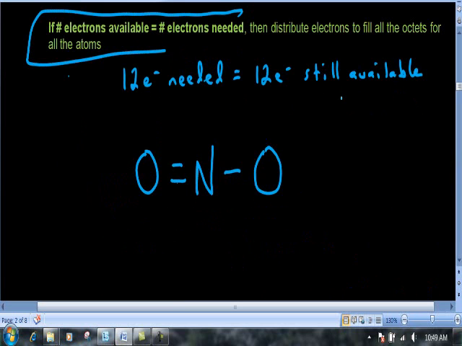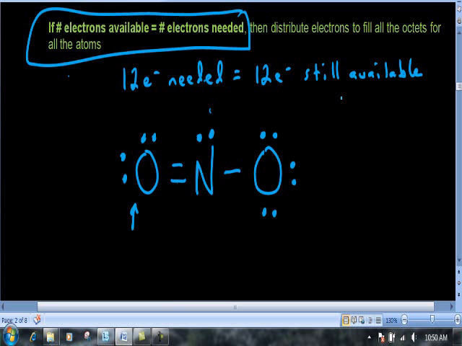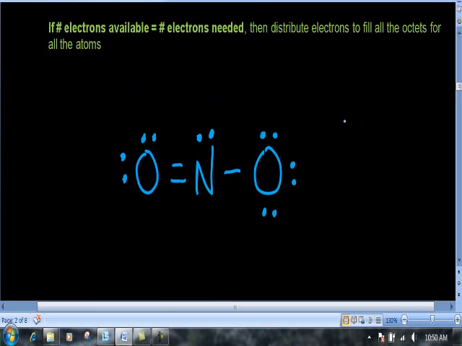Our next step: when the electrons needed and available are equal, we distribute the electrons remaining to complete the octet for each atom in our structure. So we add a pair to our nitrogen atom, which gives nitrogen now 8 valence electrons. We add 3 pairs of electrons to our oxygen on the right, which completes that oxygen atom's octet. And we add 2 pairs of electrons to the oxygen on the left, which fulfills that oxygen's octet. This would now be our Lewis structure for the NO2 1- polyatomic ion.